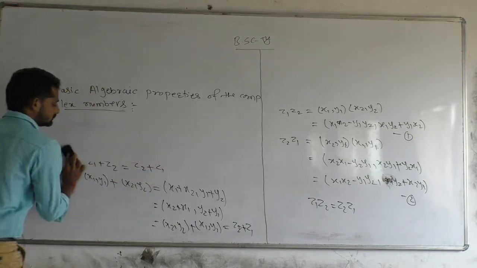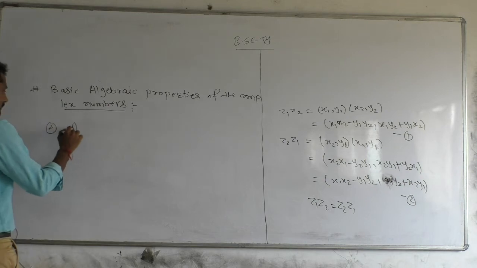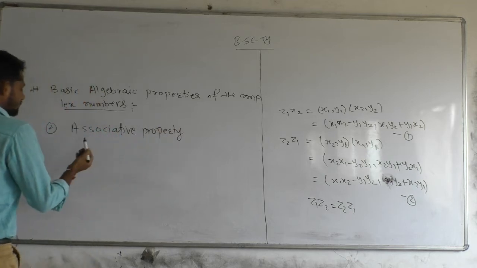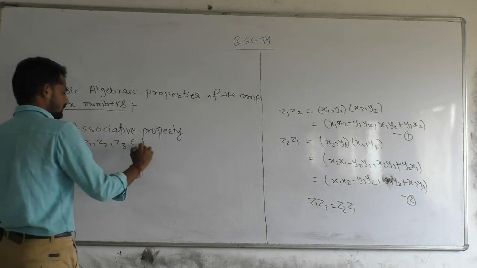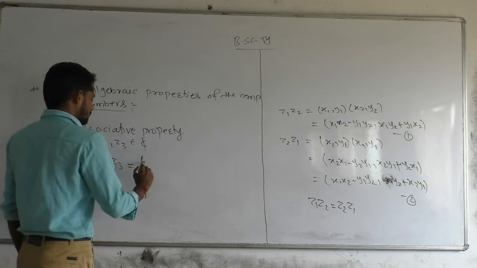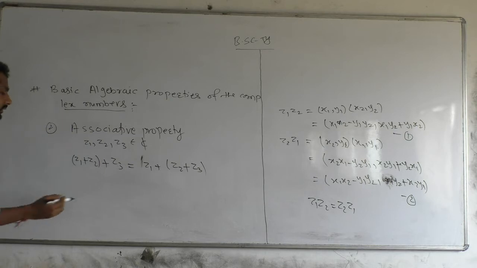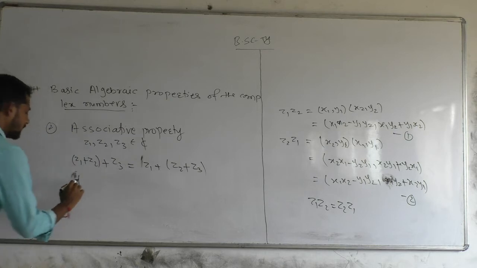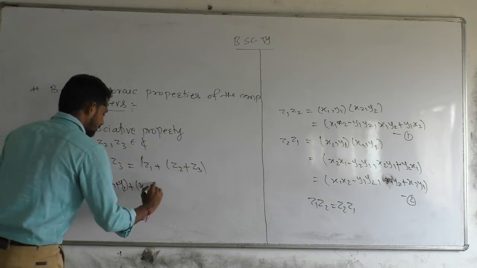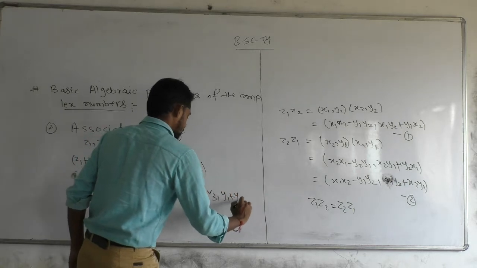Now the second property, the associative property. Consider three complex numbers z1, z2, z3 belonging to the set of complex numbers. Then (z1 plus z2) plus z3 is equal to z1 plus (z2 plus z3). So we can verify this. z1 is (x1, y1). So this sum is (x1 plus x2, y1 plus y2) plus z3, which is (x3, y3). So it becomes (x1 plus x2 plus x3, y1 plus y2 plus y3).